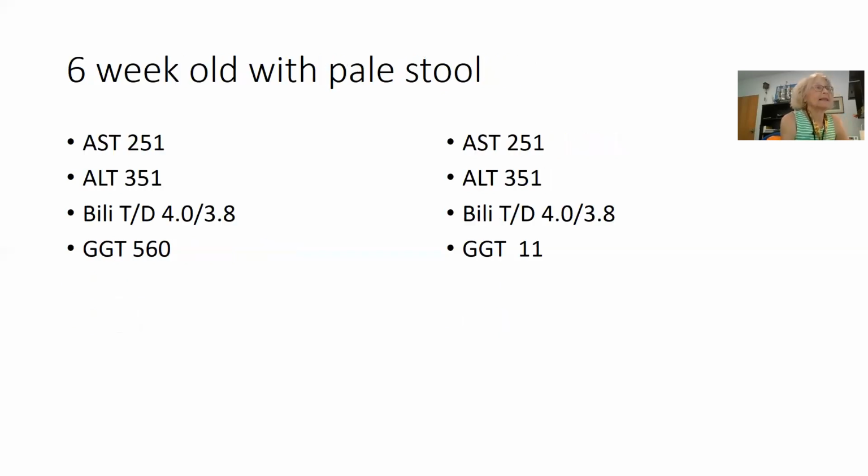Next case. This is actually two cases with very similar results. It's two babies. They both have pale stools. They both have elevated transaminases. They both have the same total and direct bilirubin. One has a GGT of 560 and one has a GGT of 11. Both of these are very probable and common sets of liver tests, and the difference in GGT should send you down different paths. Let me explain why.